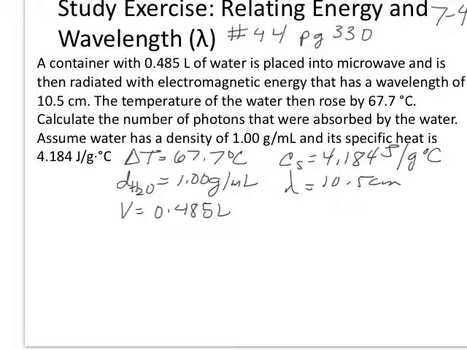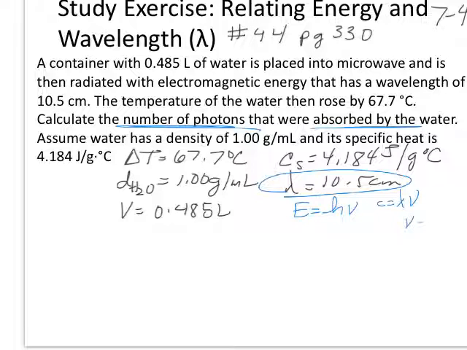Let's see what it's asking for. So you have a container that has 0.485 liters of water placed in a microwave. And then it's hit with some electromagnetic energy at a wavelength of 10.5 centimeters. The temperature of the water rose by 67.7 degrees Celsius. Okay, here's the question. Calculate the number of photons that were absorbed by the water. So in order to do that, you're given a wavelength, and you know of one equation where E equals h nu. C equals lambda nu. Nu equals C over lambda. This goes into that equation.